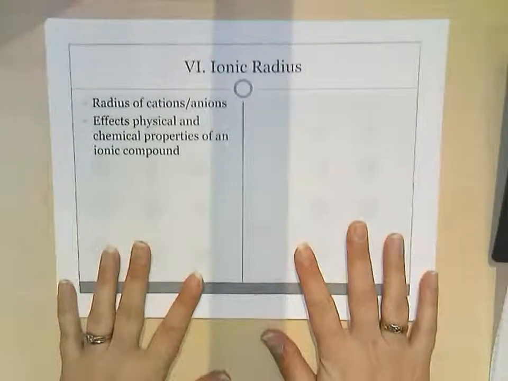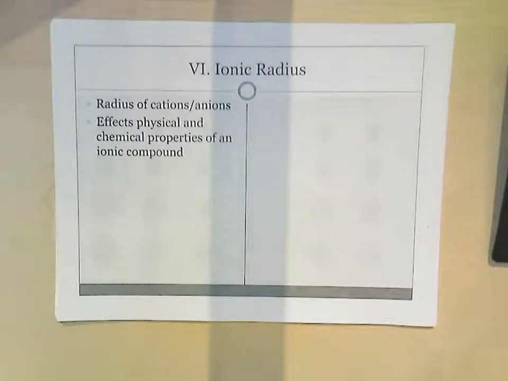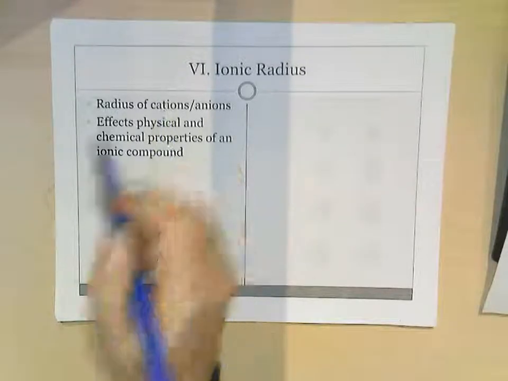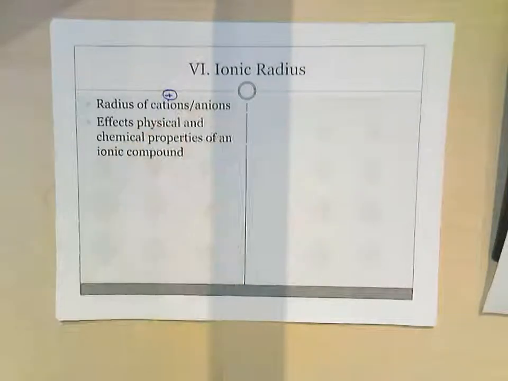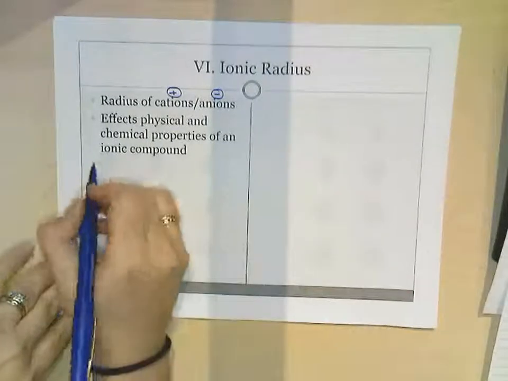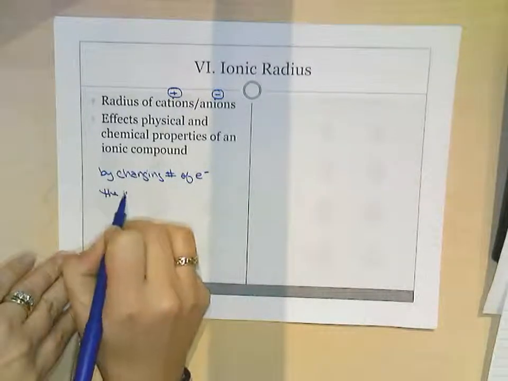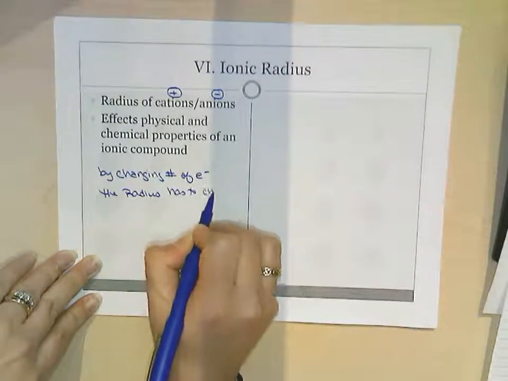All right, let's talk about the last two properties then. Just about all of our elements can exist as either a cation or an anion. What charge does a cation have? Positive, right? And then what charge does our anion have? Good. So that deals with the number of electrons. If it's positive or negative, the number of electrons has changed. And since the radius is based on the number of electrons, if I take one away or add one in, then the radius is going to change.